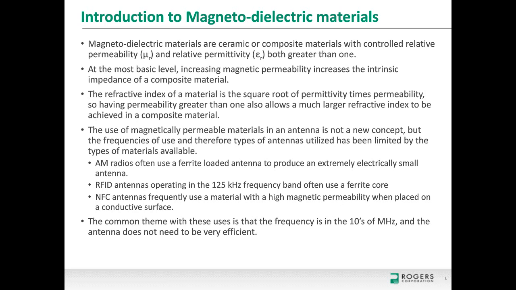The common theme with these designs, though, is that you're operating in a frequency range maybe below 20 megahertz, and generally you're looking at a not very efficient antenna. So in the case of something like a radio antenna made with ferrite, you may use the antenna as a receiver, but not as a transmitter, just because the antenna is not particularly efficient.